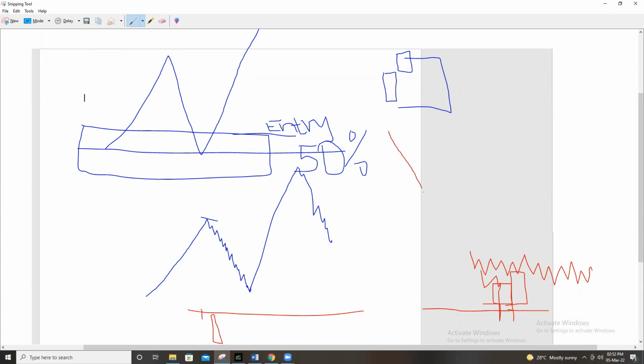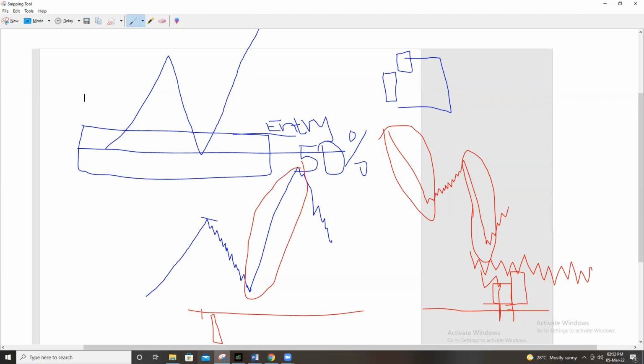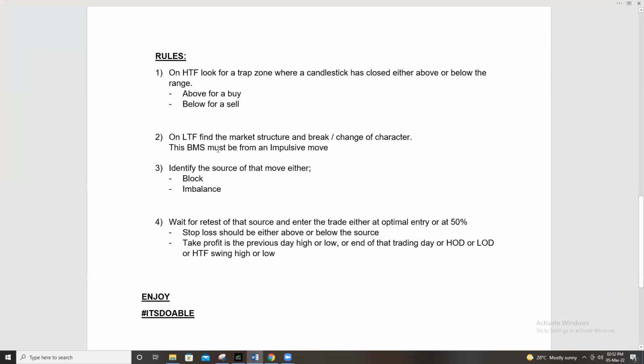If you're on a selling cycle, you're going to find you have a low, then we have the reactive move, the slow move, then another violent move, and another slow move. So these moves here, these are what we call the impulsive moves. So this says the break of market structure must be from an impulsive move.